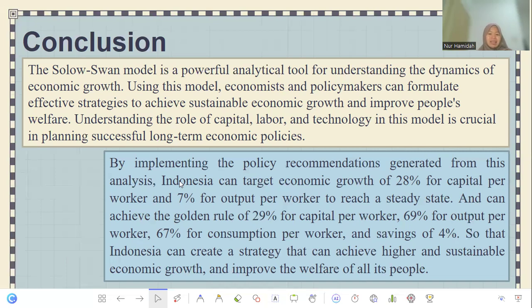So that is my presentation about the Solow-Swan model with technological progress, a case in Indonesia economic growth in 2019 until 2022.